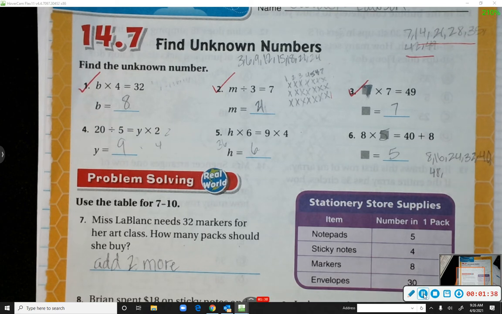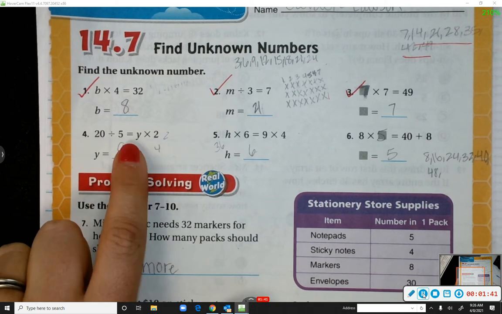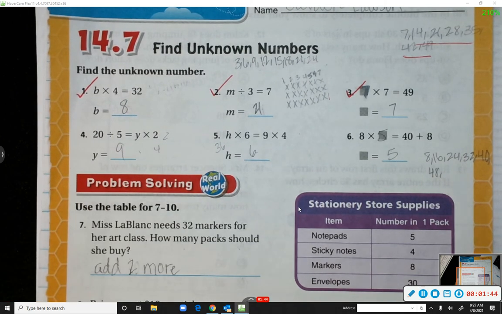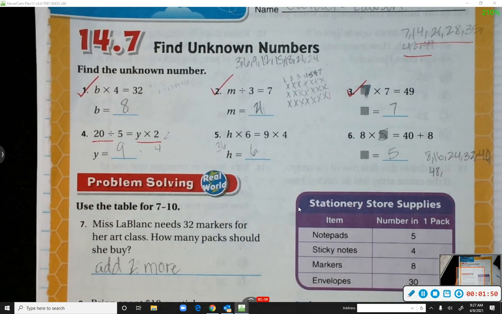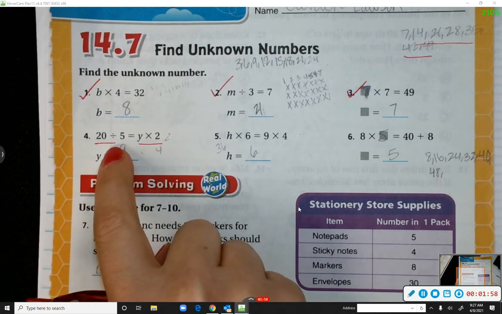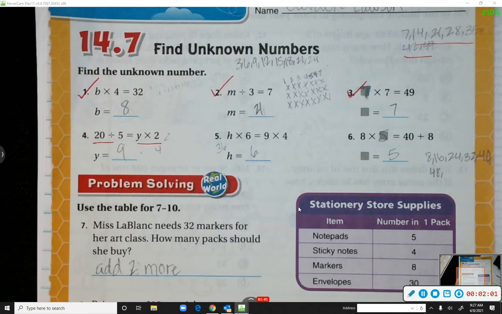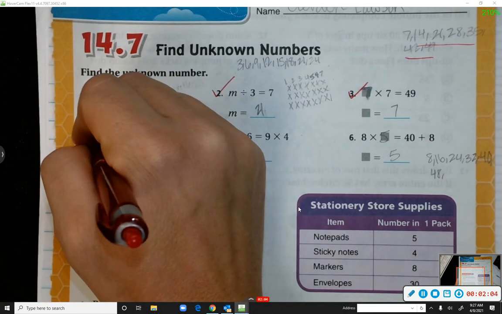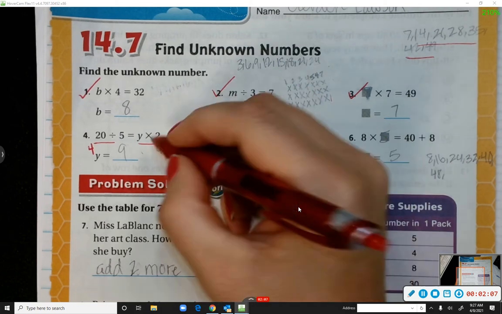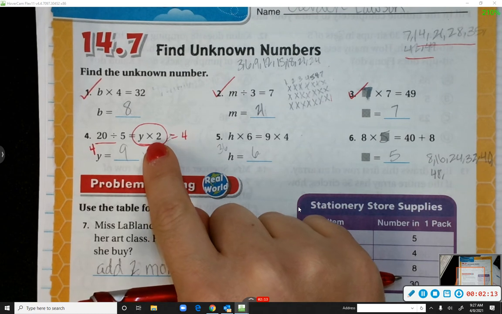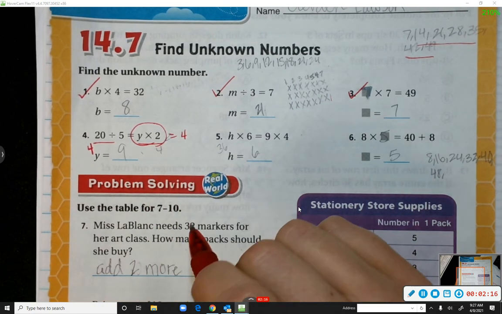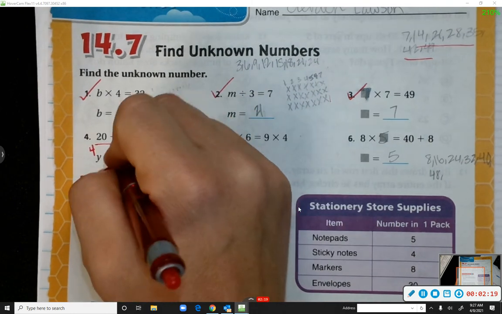Okay, so number 4, you have 20 divided by 5 equals y times 2. So when you have two parts of an equation, what did we learn we needed to do? Allie? Do both. You have to do both sides, and they should both end up being equal, right? So whatever 20 divided by 5 is, then this side needs to equal that too. 20 divided by 5 is 4. So then we need to figure out how we can make this equal 4 also. What number times 2 equals 4? Evangeline? 2. So y would equal 2.